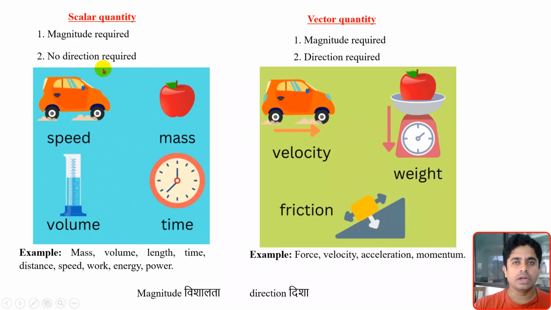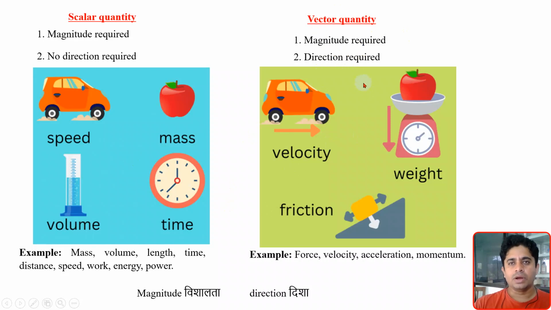A simple example of a scalar quantity: suppose someone asks you about your weight, what answer will we give? My weight is 50 kg, or my weight is 40 kg. Will we answer like this: if I head towards west, my weight is 40 kg; if towards east, it is 42 kg; if towards north, it is 42.5 kg? Is it like that? No. We will answer only that my weight is 40 kg or 50 kg. It is not required to give information about direction.